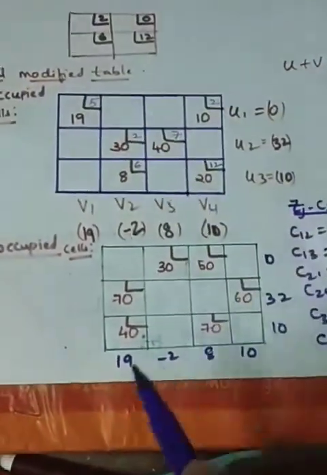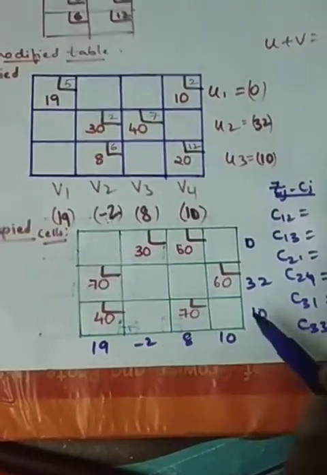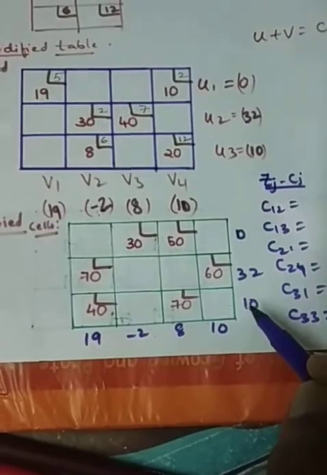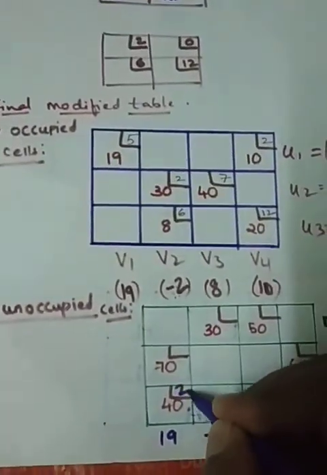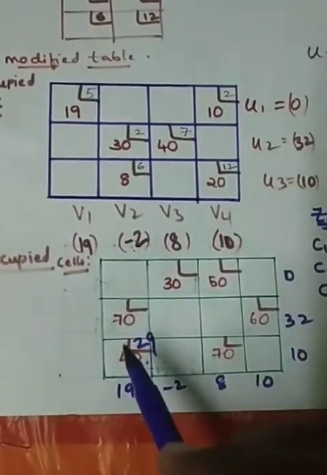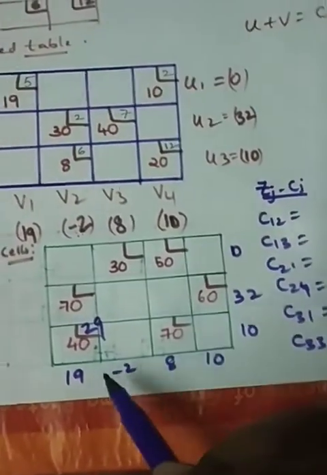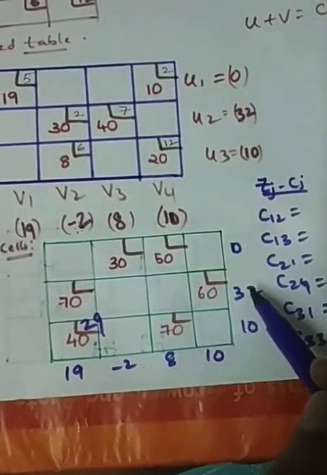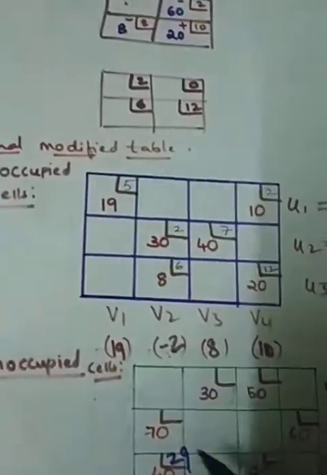So here we start with the value of 19 and corresponding to this column the value is 10. Both of them are positive. 19 plus 10 is 29. So I allocate 29 here. Next, corresponding to this column the value is 19. Corresponding to this row the value is 32. Both of them are positive again. 19 plus 32. So what is the value here? 51. So I allocate 51 here.